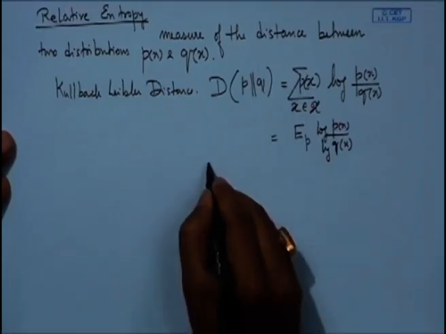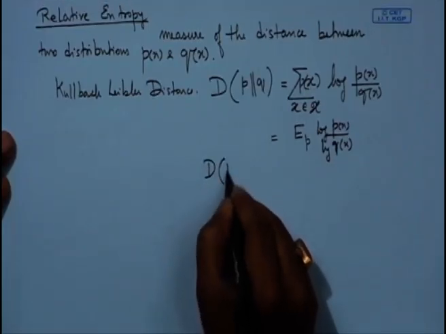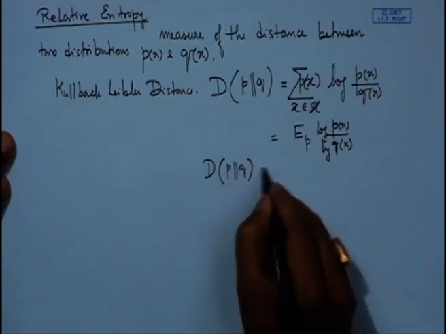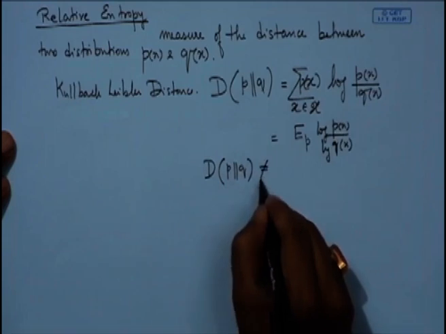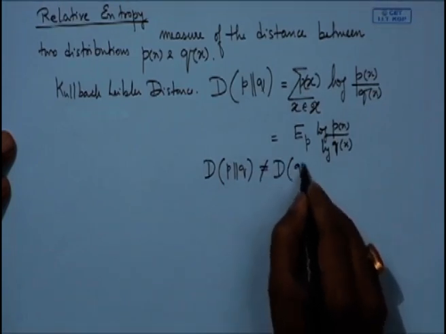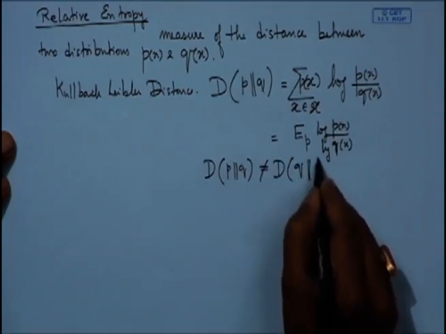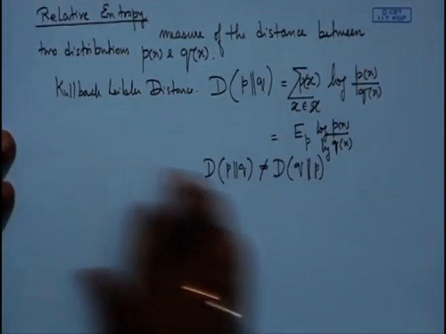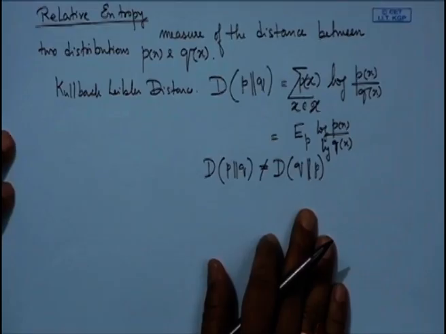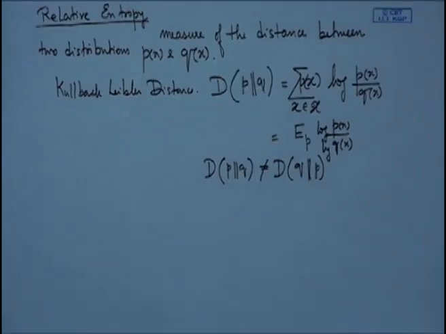And we should remember that the distance of p from q, the distribution of p from q as per this definition, is not equal to the distance of the distribution of q from p. This is also fundamental. So using these definitions, we would now give the definition of mutual information, which is again fundamental in the expression of capacity.